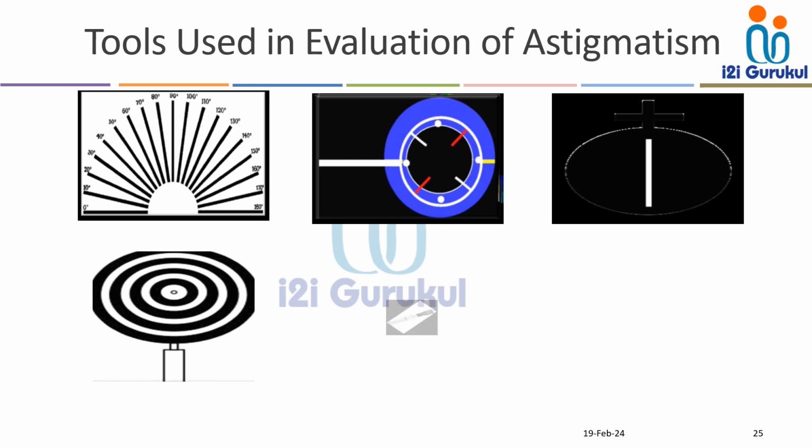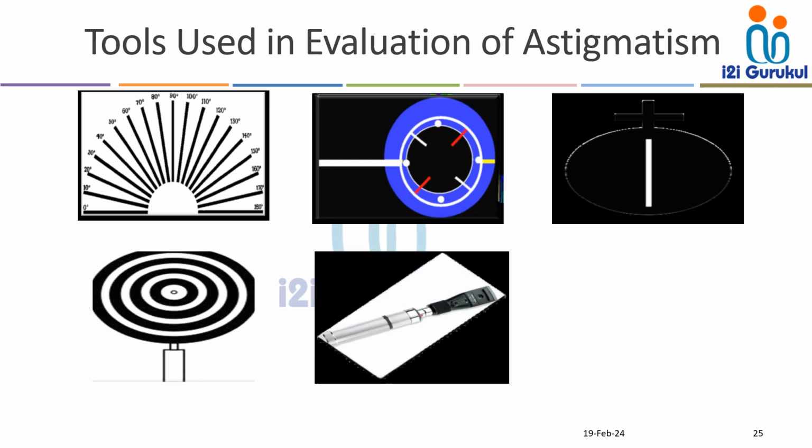So, the second last one is retinoscopy. We use it to obtain the objective measurement of the refractive error of the patient's eye. The examiner uses the retinoscope to shine the light into the patient's eye and observe the reflections of the patient's retina.